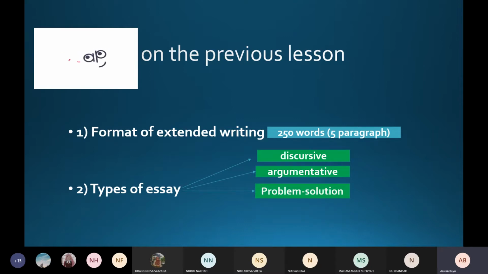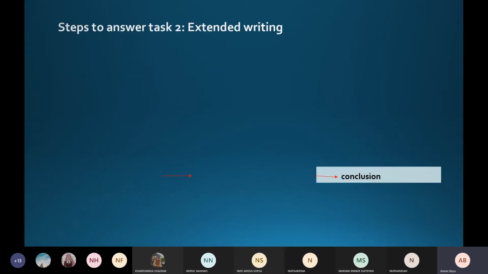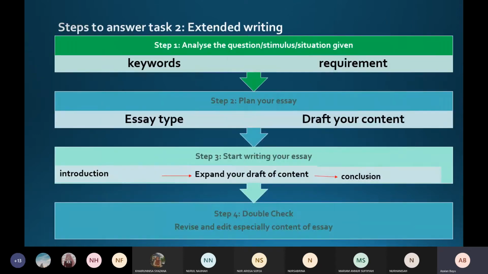All right, and then you have problem solution, where you have to explain first the problem, and then the solution for that problem. Whether you give two problems and one solution, or one problem and two solutions, for this type of essay. Right. And then we also learned the steps to answer task 2 in standard writing. First you analyze the question, where you focus on keywords and the requirements of the question, and then you plan your essay, where you draft your content and decide the type of essay you are going to write.